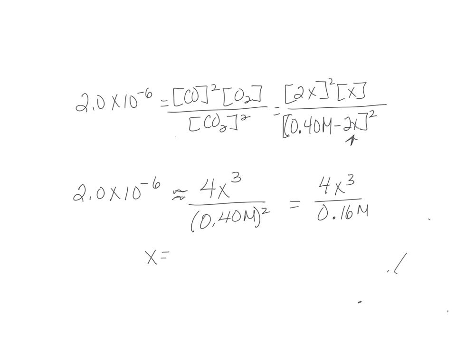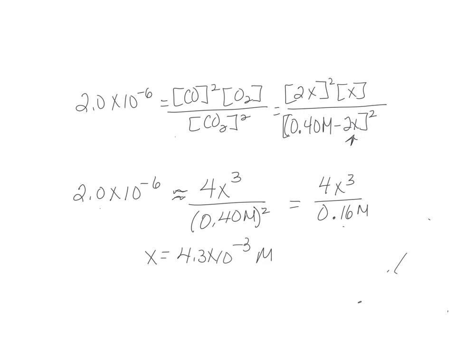So at this point, if you did the work and solved for x, and if you need help with that, I can work with you separately, x is going to equal 4.3 times 10 to the negative 3rd molar. Just to make sure you understand it, you're doing the 4.0 times 10 to the negative 6th times the 0.16, dividing it by 4, and then taking the cube root of that.